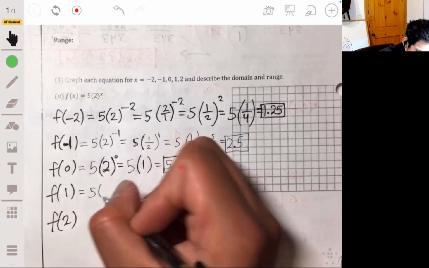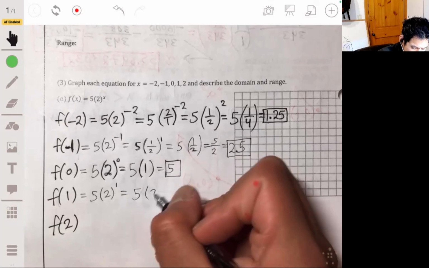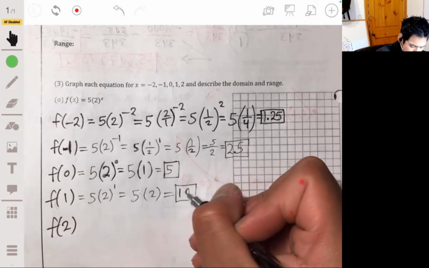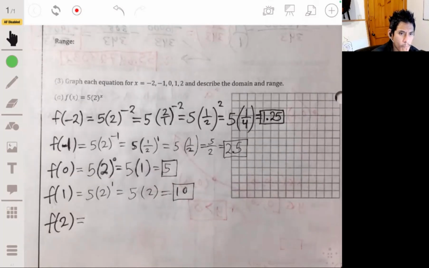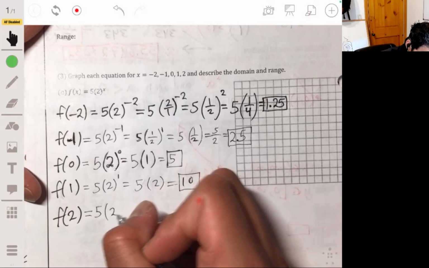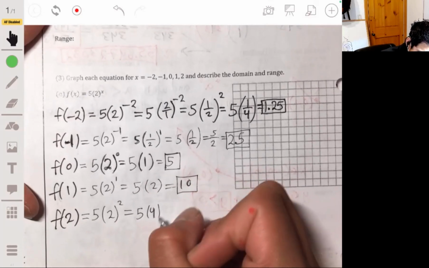For f of 1, we have 5 times 2 to the 1. This is just 2, so 5 times 2, which is 10. And last and least, 5 times 2 to the 2. 5 times 4, and we get 20.